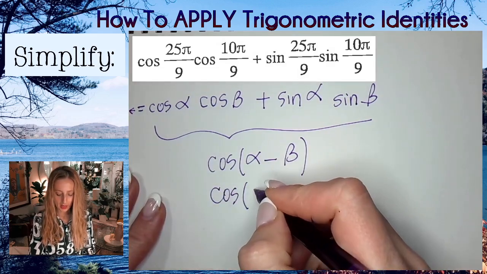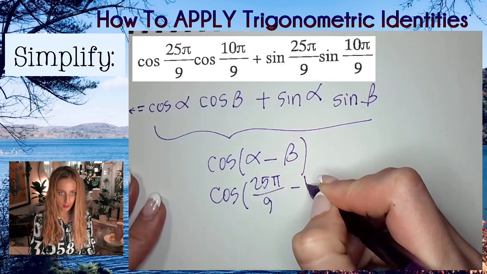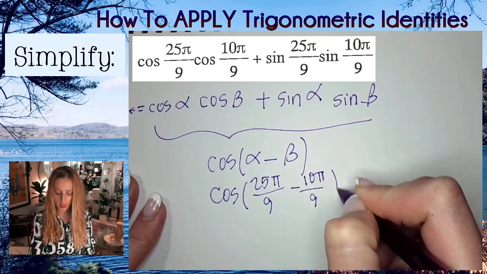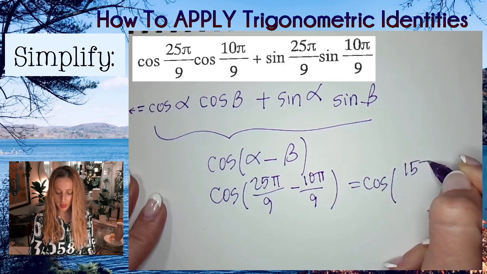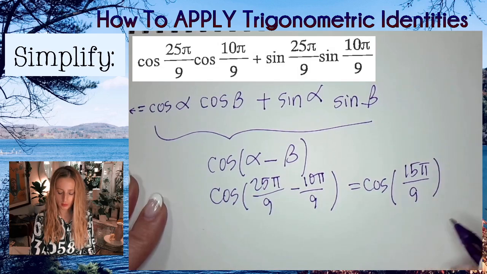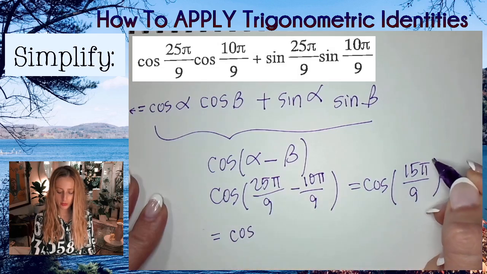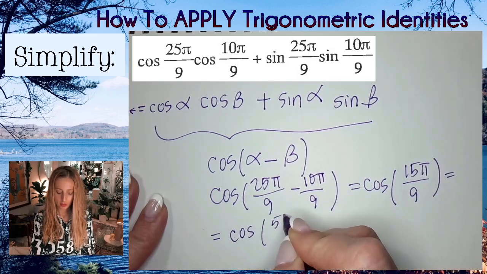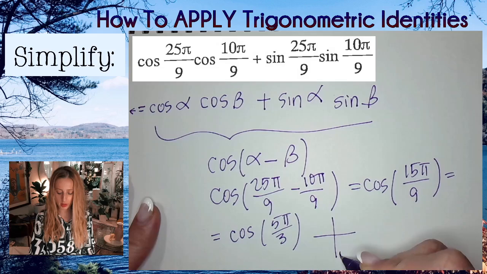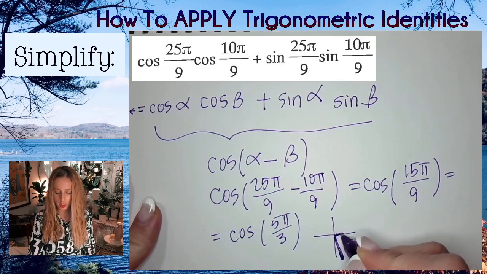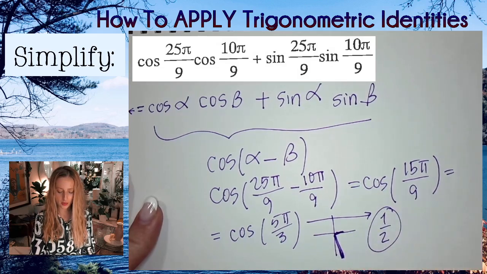Cosine of alpha, let's fill in 25 pi over 9, minus beta, 10 pi over 9, which is cosine of 15 pi over 9, which reduces with 3 to cosine of 5 pi over 3. Okay, here we go, we're making progress. That's over here, tall and skinny like a tree. Cosine is your over a little, so 1/2 is your answer.